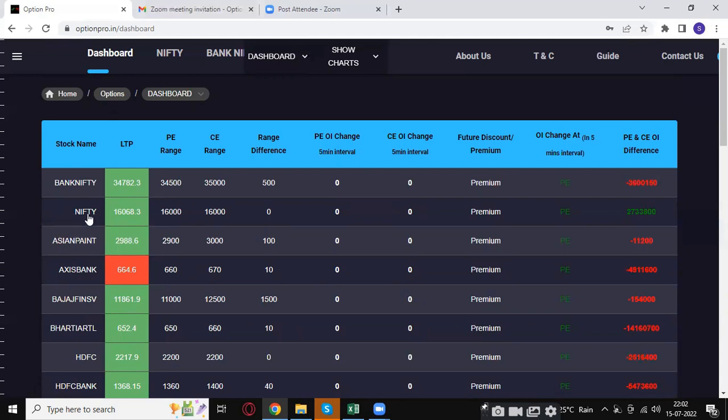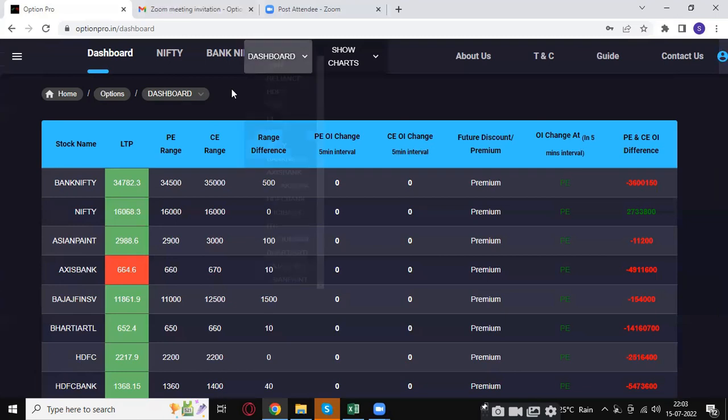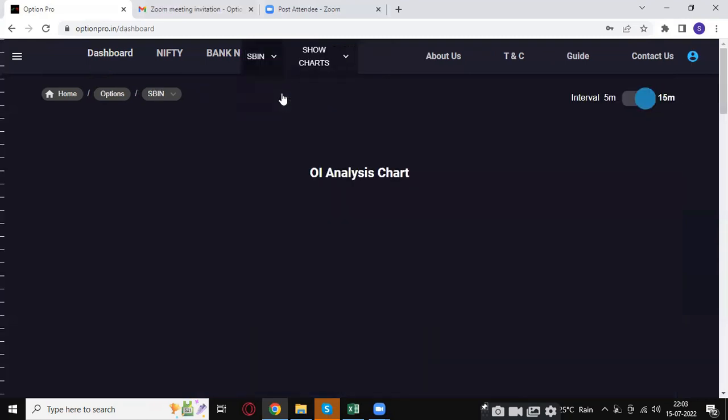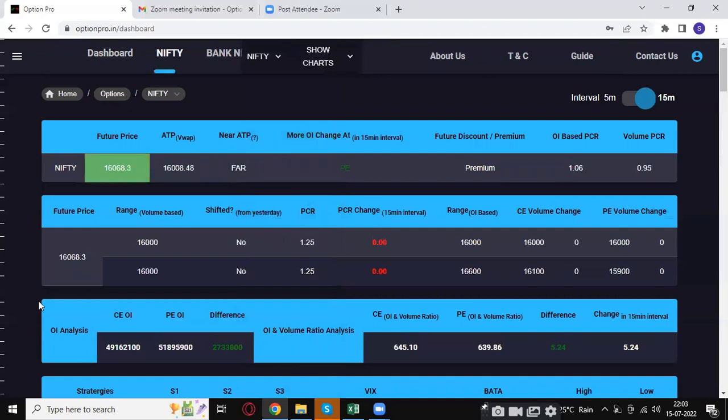So, for example, we will see the Nifty detailed analysis, Nifty option chain detailed analysis. So first, we will see how you can go to the Nifty detail or any stock detail analysis. You can click from here, right here, and you can see this. Another way to go is from the drop down. Here is the drop down. You can just click and you can get the detail analysis.